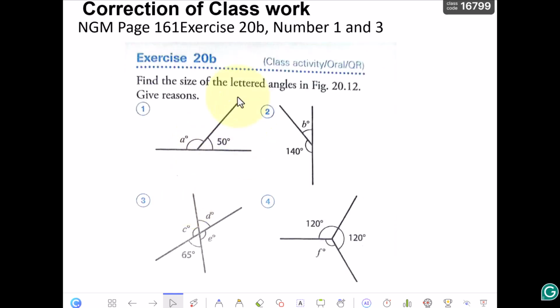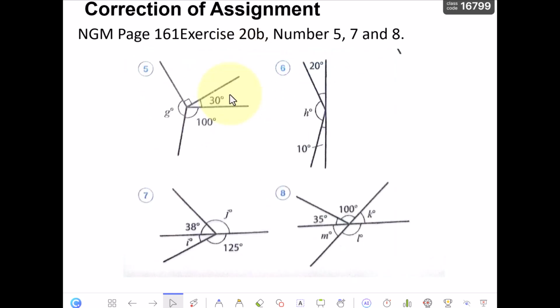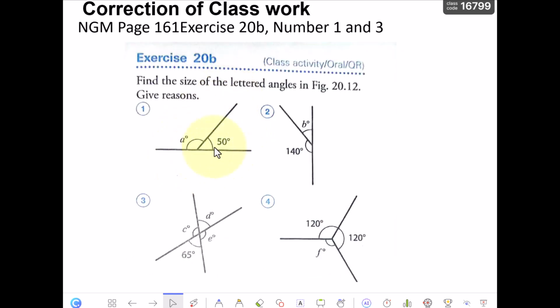So to start, let's look at the last work we did, which is on straight lines, corresponding straight lines, vertically opposite angles, and angle at a point. So that is where this classwork and this assignment comes from. Now let's look at the solution. So this one is a simple one. We said number 1 and number 3 for classwork.